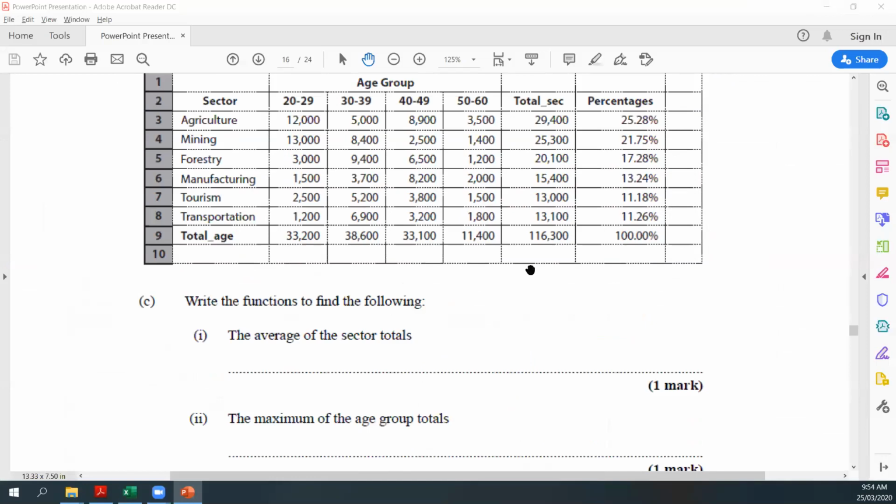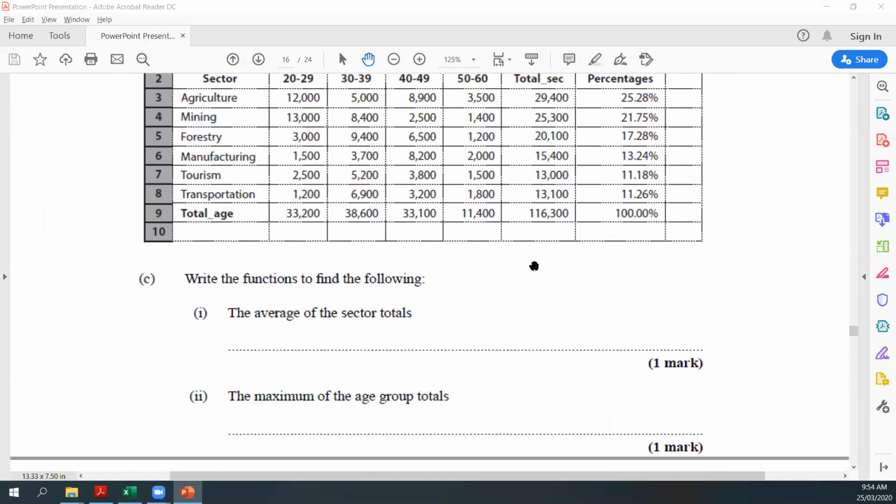The second part, the maximum of the age group totals. So put on the chat your suggestions to determine the maximum of the age group totals.